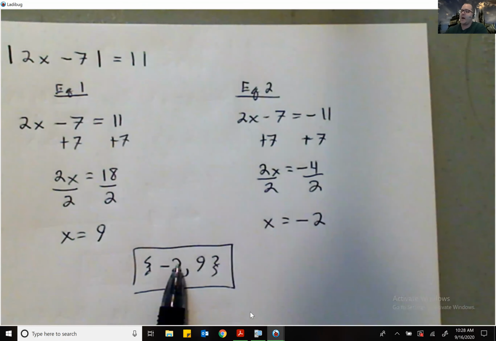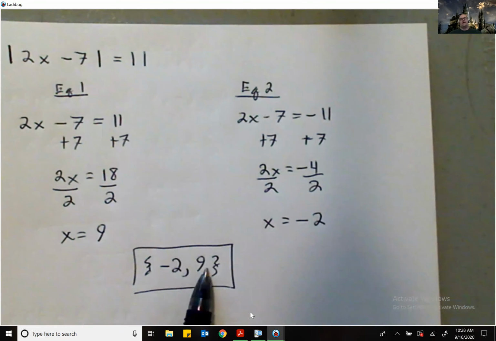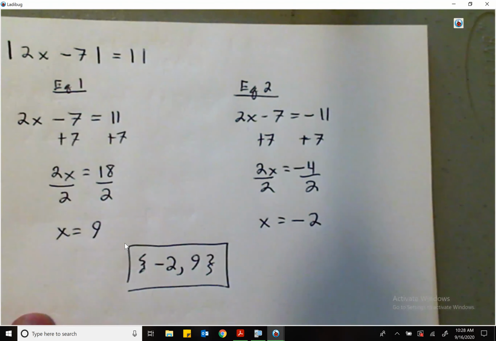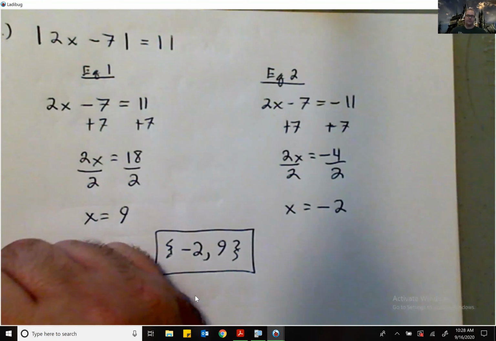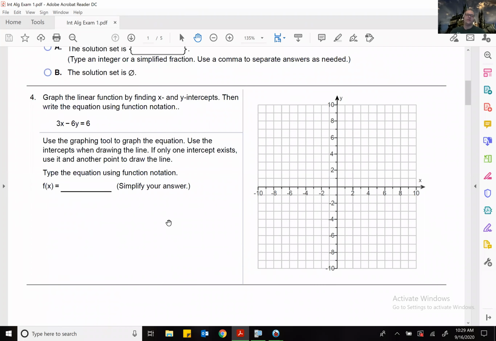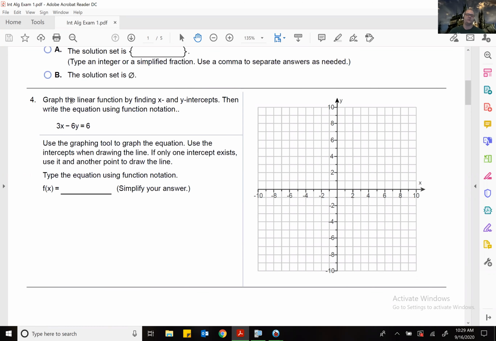But if you put 9 comma negative 2, it's the same. It is the exact same. It will not count it wrong because it doesn't say anything about the order. But just so you know, whenever you write a set, you put them in order from smallest to largest. Okay. Moving on, number 4. So number 4, we are graphing. They want us to graph this, and notice the directions. They're very specific about the graph. It says graph the linear function by the x and y intercepts.